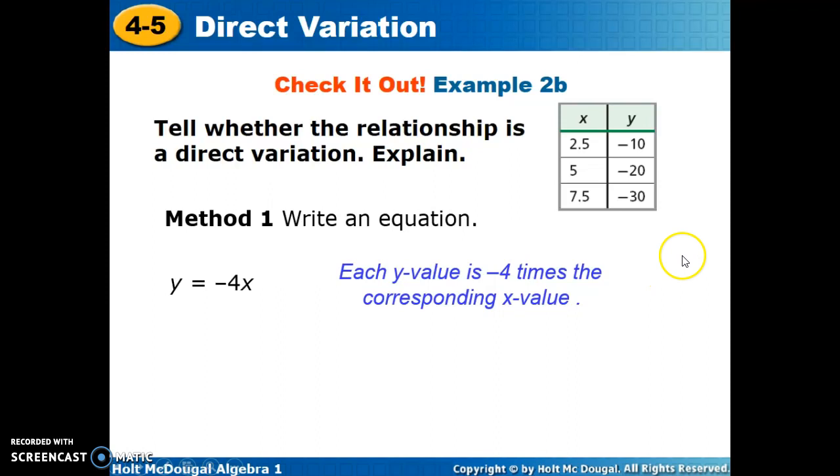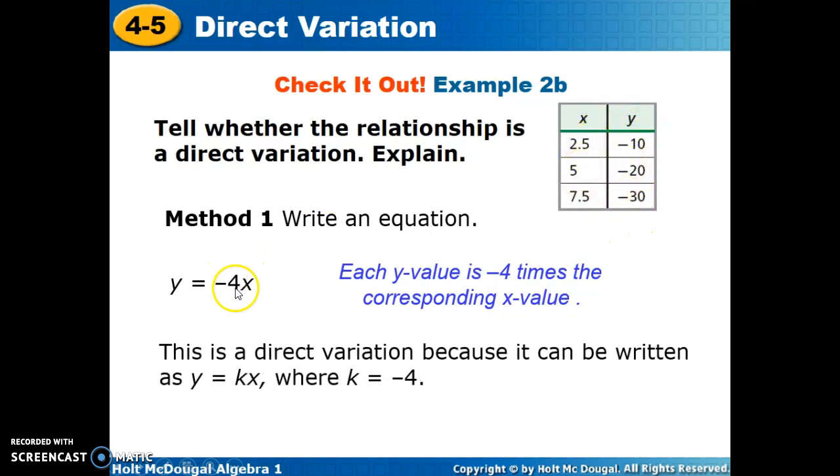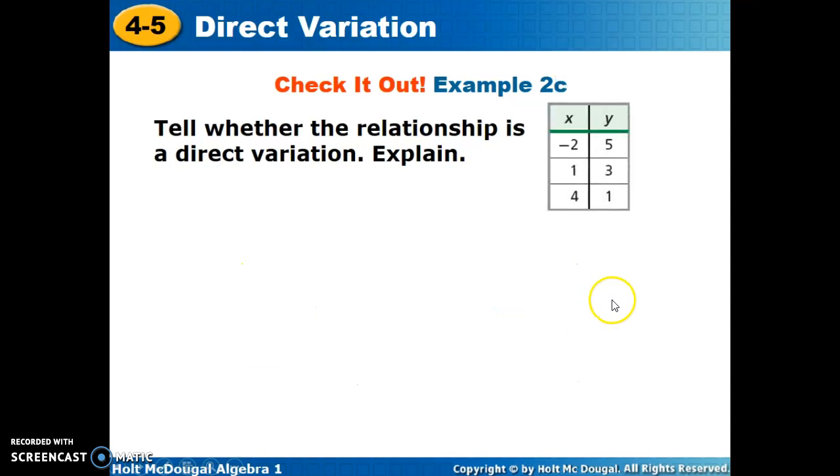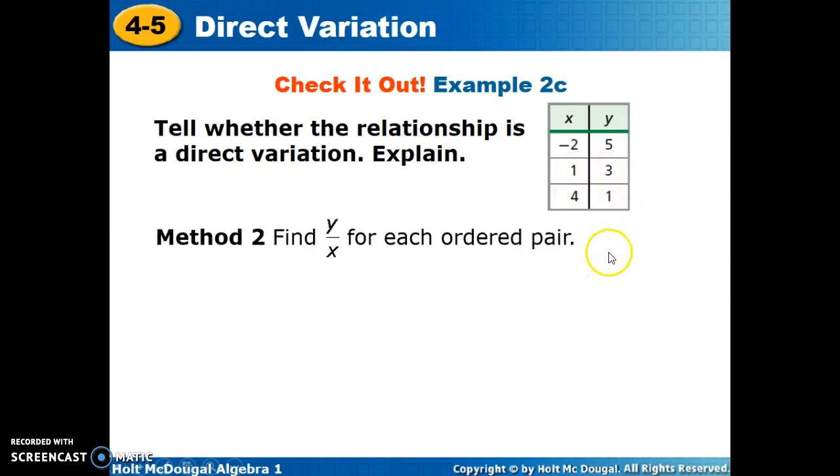And we're going to write the equation. If I take x each time and multiply it by negative 4, I can see that I get my y value each time. The other way is to take y over x and simplify, and that would give us our negative 4 constant of variation. How about 2c? 3 over 1 is 3. 1 over 4 is 1/4. We already know it is not in direct variation.